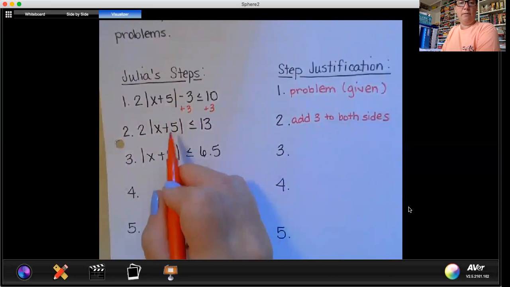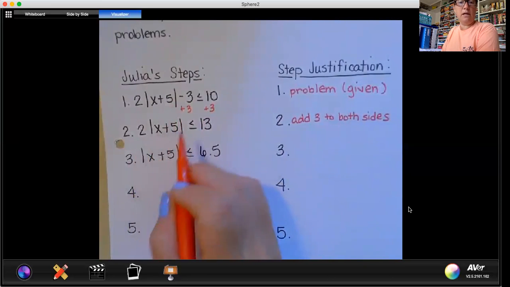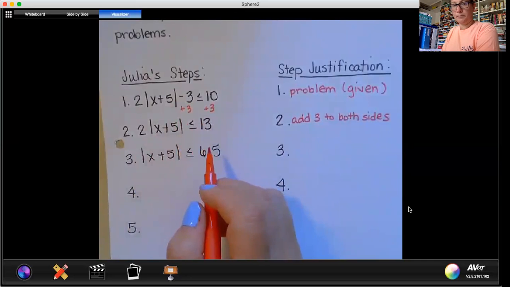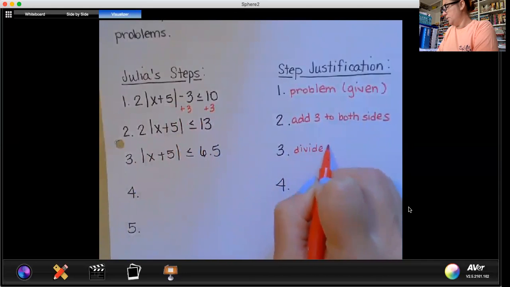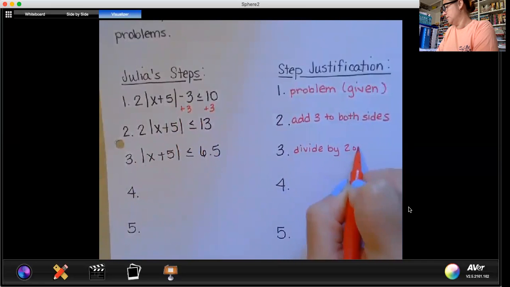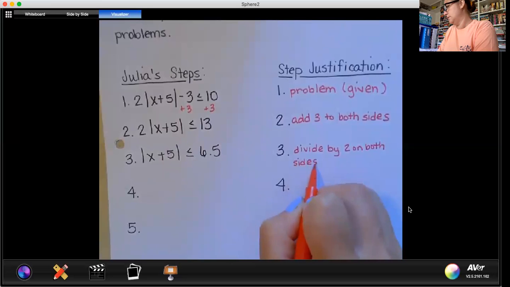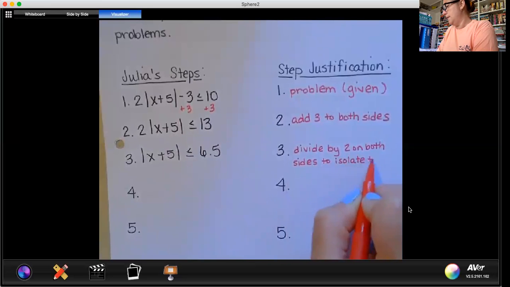So what has happened from here to here? Well, the 2 is gone. That's the first thing I noticed. Bars are the same, inequality is the same, and the 13 has become a 6.5. So what's happened here? Divide by 2 on both sides to isolate the absolute value bars.